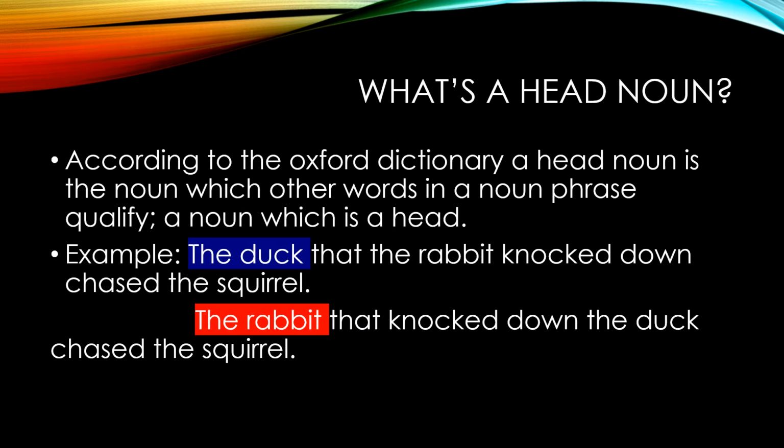So an example of that is the sentence, the duck that the rabbit knocked down chased the squirrel. The duck is the head noun because it's the one that's being modified, as we can tell by the relative pronoun that. And so even though there are multiple nouns within the sentence, we know which noun is being modified. Even if you scramble them up and change it to the rabbit that knocked down the duck chased the squirrel, you know which noun is being modified by that relative pronoun, that, in this case.